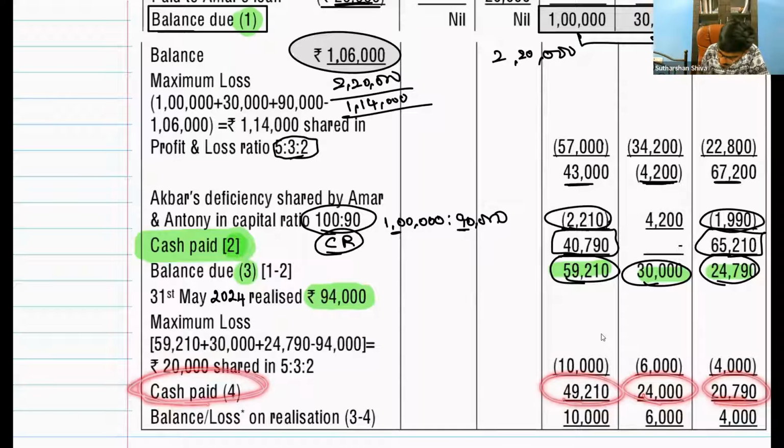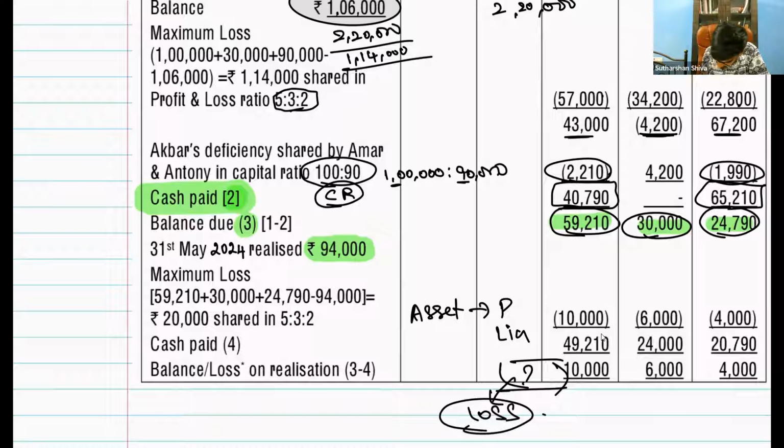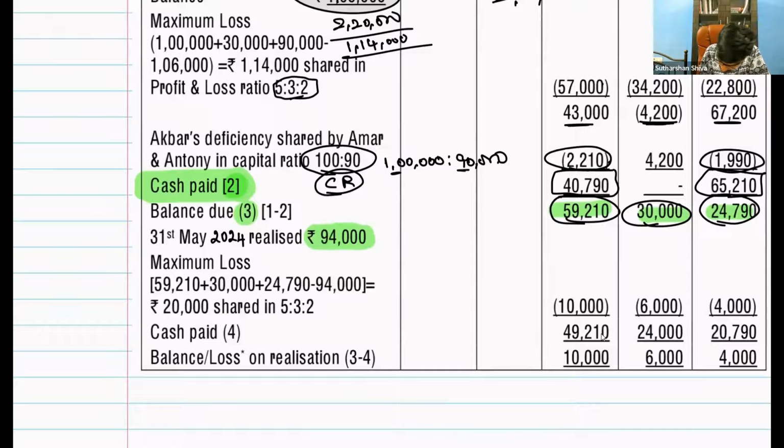So what is the maximum loss they can realize? This is the loss on realization. Asset I am going to sell, I'm going to pay my partners, other liability, everything. Whatever left or whatever is showing negative, that is a loss. That loss has to be borne by the partners. So here, what is the cash paid? The cash paid is 49,210, 24,000. These are the two cash paid items.